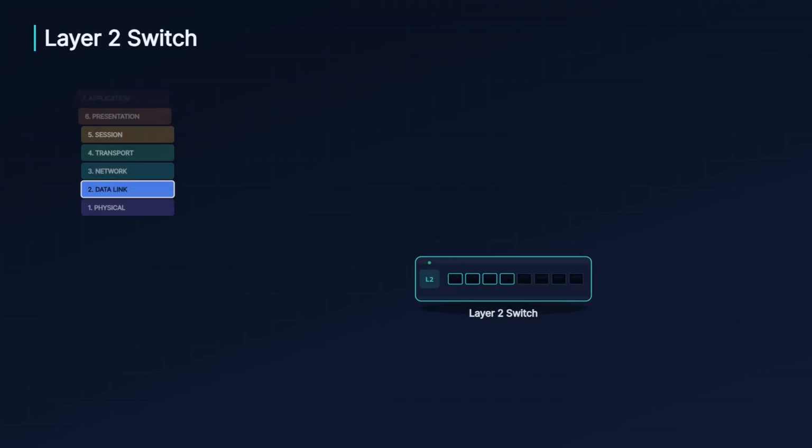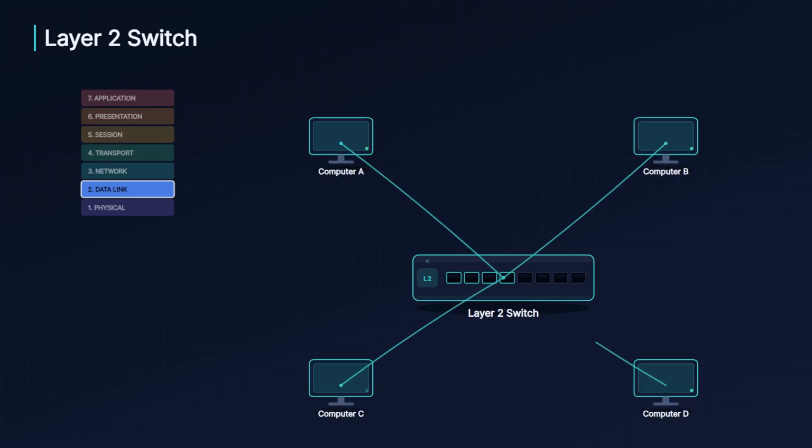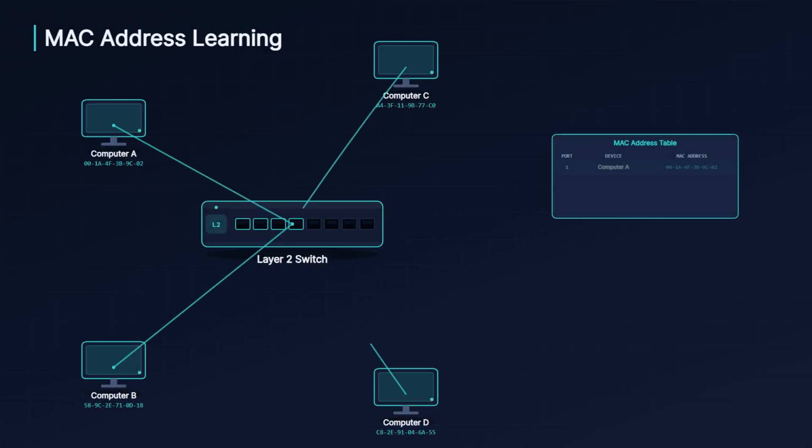A Layer 2 switch operates at the data link layer, Layer 2. At this layer, every device is identified by a MAC address, a unique hardware ID burned into its network adapter. A Layer 2 switch uses these MAC addresses to decide exactly where each piece of data should go. Here's how it learns. As each computer connects to a port, the switch notices the MAC address that traffic is coming from, and quietly records it, building a table that maps every device to the exact port it's plugged into.